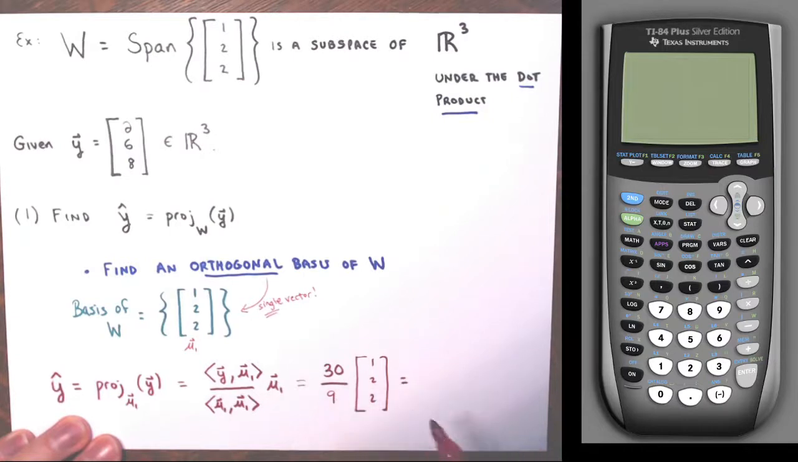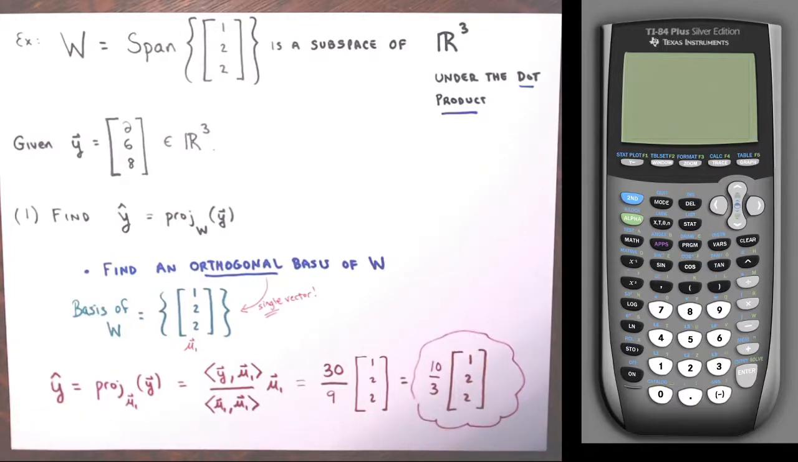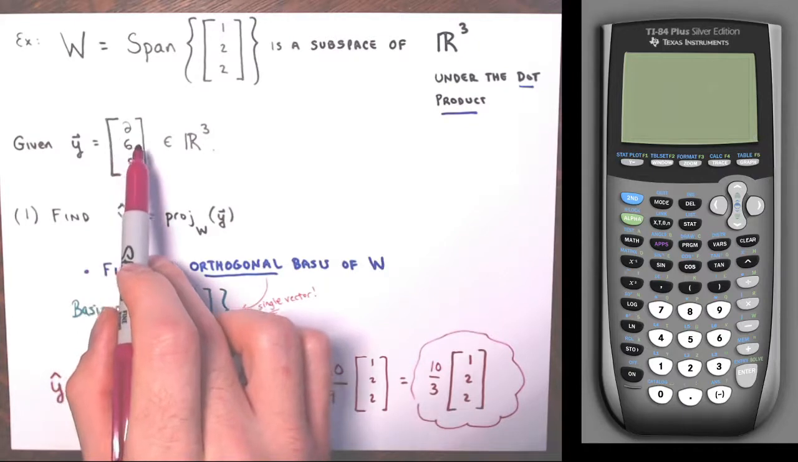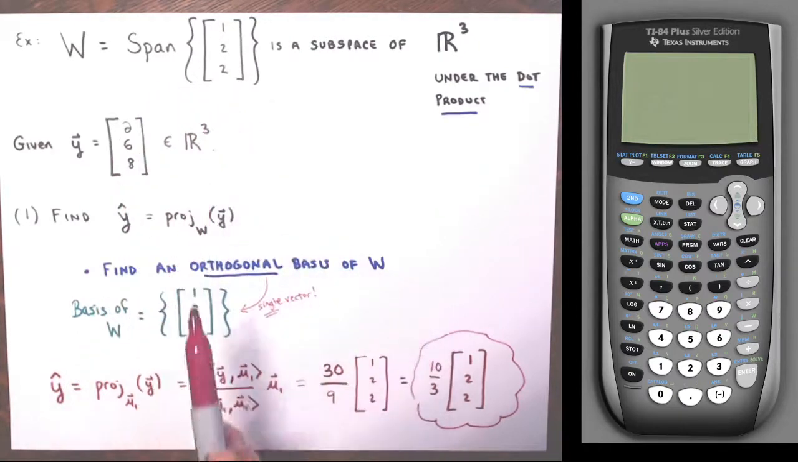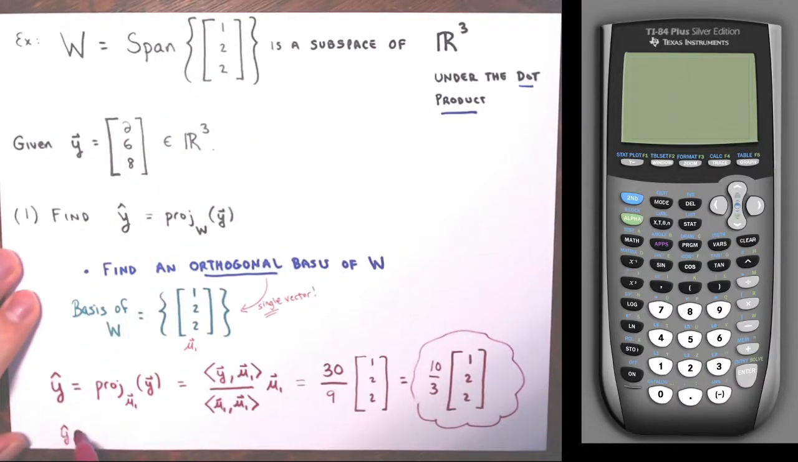Now 30/9 can be reduced, since both have a common factor of 3. That's 10/3 times the vector 1, 2, 2. And there you go. This is our projection of the vector 2, 6, 8 onto the span of 1, 2, 2. This is the projection of y onto W. And if you want to put the scalar in, this is equal to 10/3, 20/3, 20/3. This is also good.